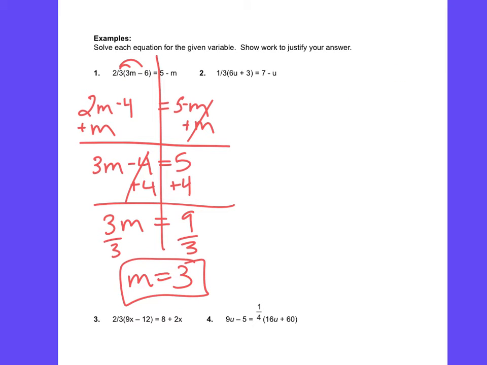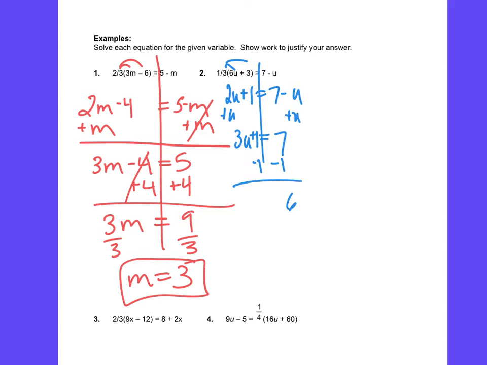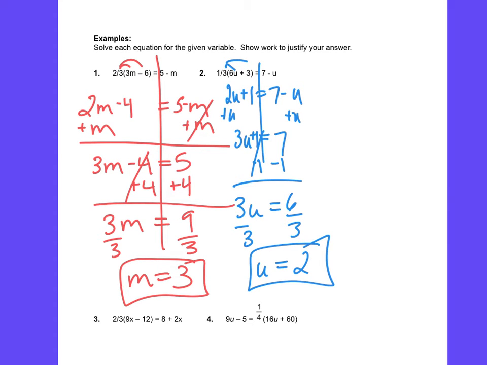Okay, ready to solve this one. First key is to distribute. We end up with 2u plus 1 equals 7 minus u. No fractions here. Get it down to one variable. Is 2 or negative 1 smaller? We know negative 1 is. So we end up with 3u plus 1 equals 7. Inside the house now, we are adding or subtracting. We know we are subtracting. We get 3u equals 6. And now, are we multiplying or dividing? Dividing. u equals 2.